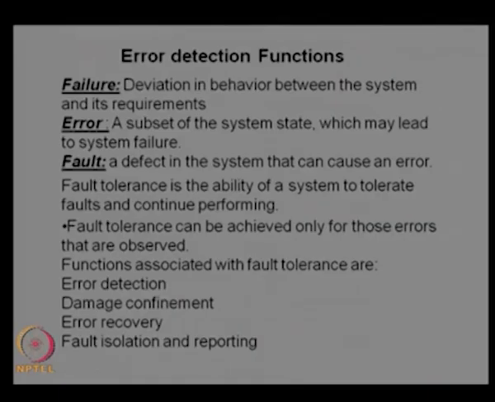And the functions associated with fault tolerance are basically error detection, damage confinement, error recovery, and fault isolation. These are the 4 functions which we need to provide, and we need to have physical elements to provide these functions, that is the detection of error, then confinement of the damages created by the error, and then recovering from the error, as well as isolation of that error and reporting about that particular error.